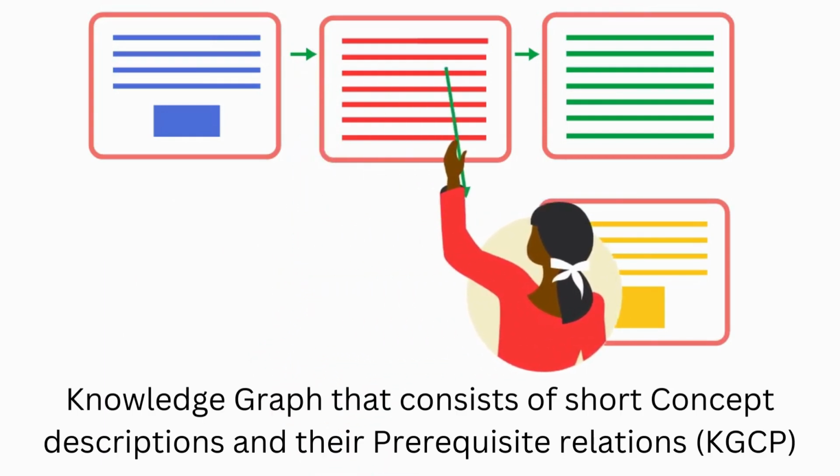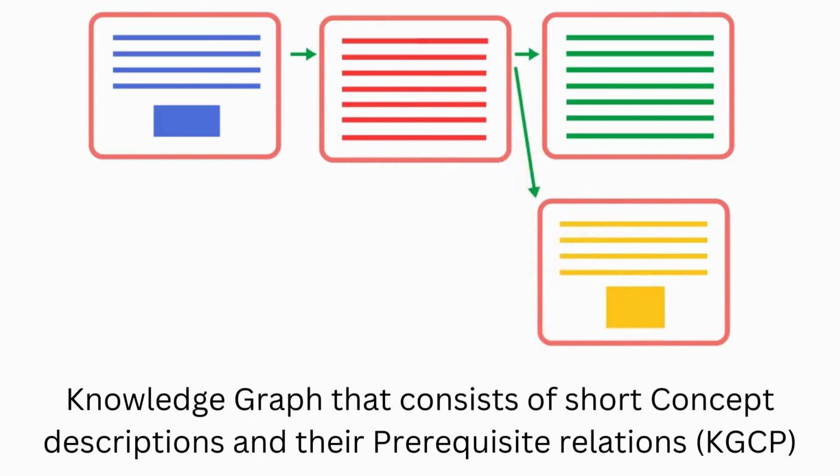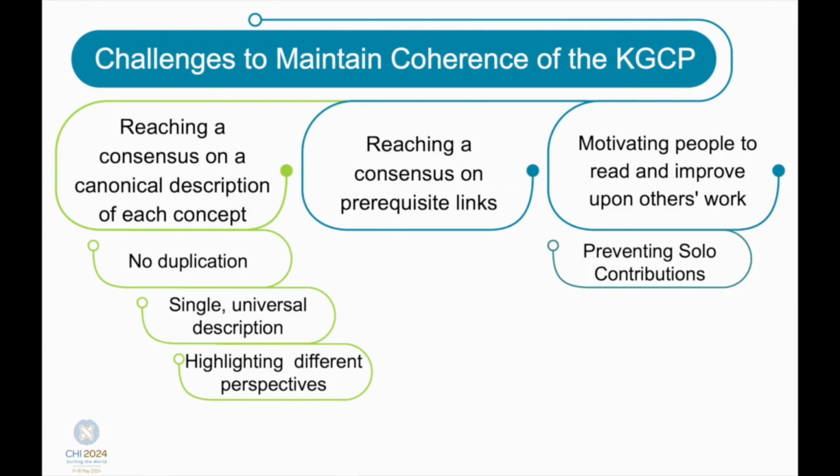But how can we maintain the coherence of such a KGCP that is being developed and revised through a large collaboration? It is essential to eliminate duplicate nodes. Ideally, each node should have a single version that is universally applicable, despite potential differences in individual perspectives. These varying perspectives should be clearly delineated as branches from the node, enabling users to easily distinguish between community-approved definitions and alternative viewpoints without duplication.